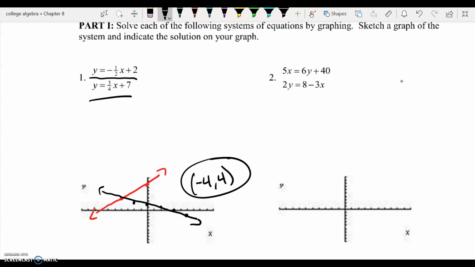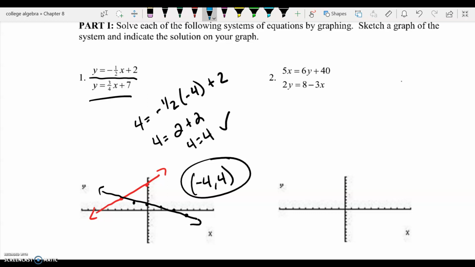I can plug the x in, the y in, and see if it works. So 4 equals -1/2 times -4 plus 2. It checks out. It needs to work for both of them. I'm just going to do the first one to show you how you check it, though, and then you would go on from there.